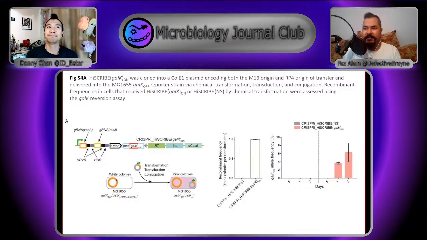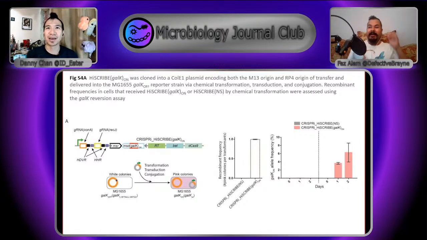So, going to figure S4A, now they're going a bit further. They've designed this construct to now have the ability to be transformed into cells, also biochemical, transduced and conjugated. So wait, the RP4 is for phages and M13 is for conjugation. Am I right?